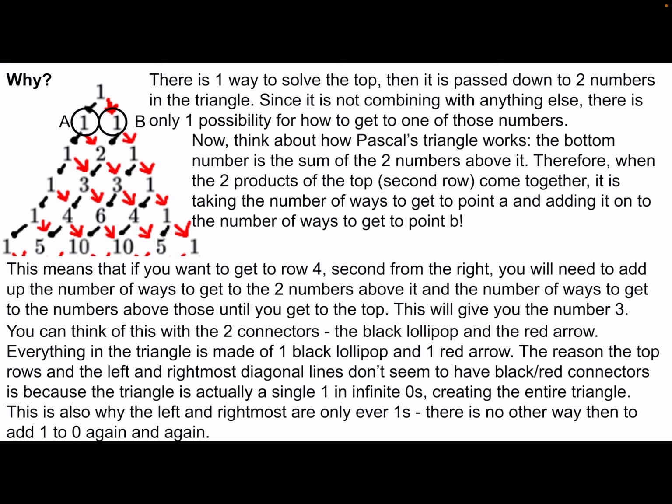This means that if you want to get to row 4, second from the right, which is a number 3, you will need to add up the number of ways to get to the two numbers above it and the number of ways to get to the numbers above those until you get to the top. So 3 is made up of 1 and 2. 1 is made out of 1 and 0. 2 is made out of 1 and 1. 1 is made up of 1 and 0.